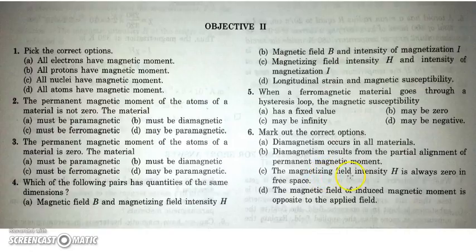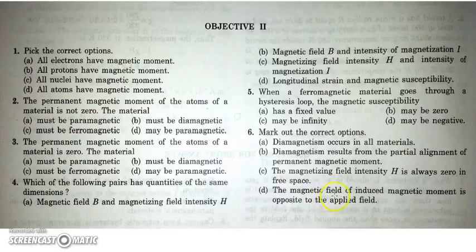The magnetizing field intensity H is always 0 in free space. Okay. Option C is wrong because there can be external magnetic field in space. Magnetic field can exist in free space or in vacuum. So H can be there even in vacuum.